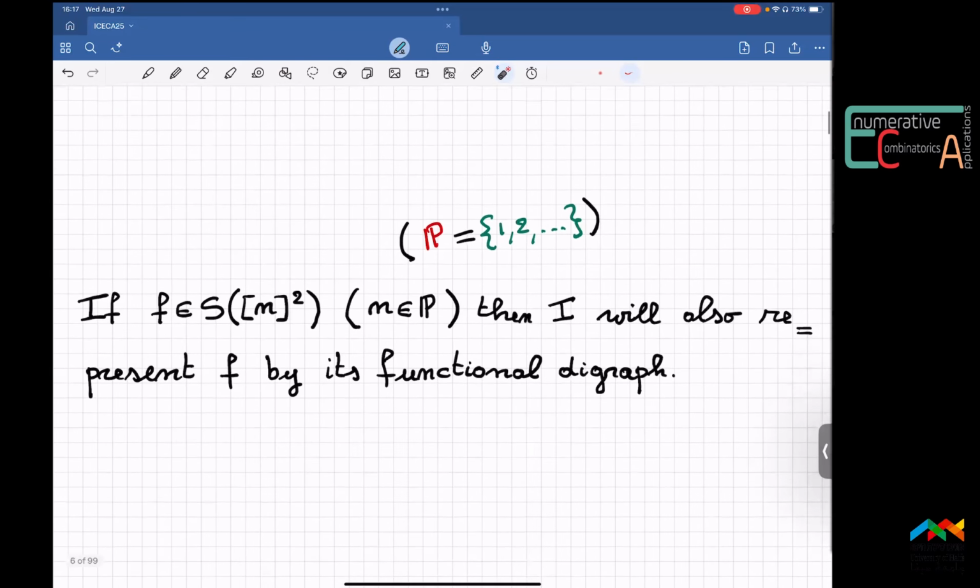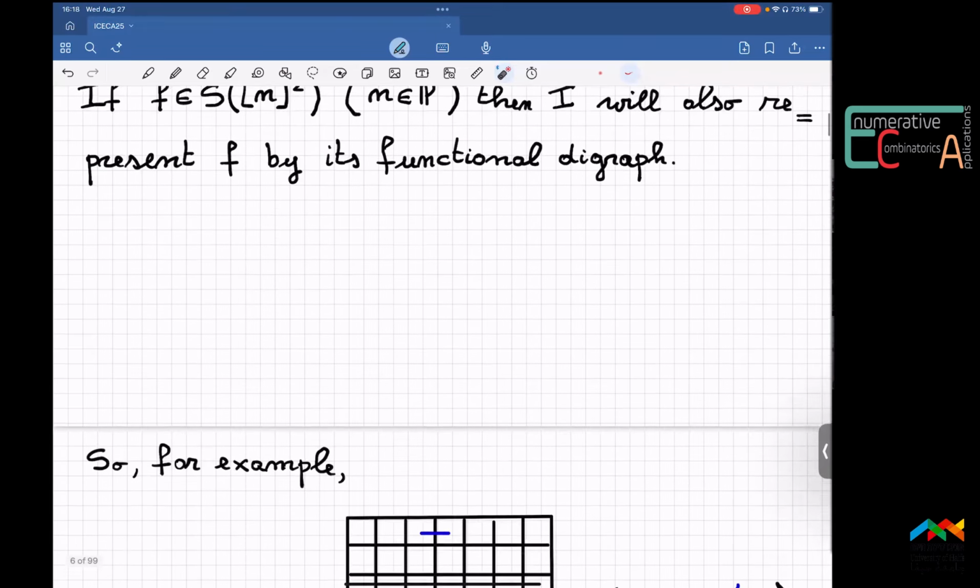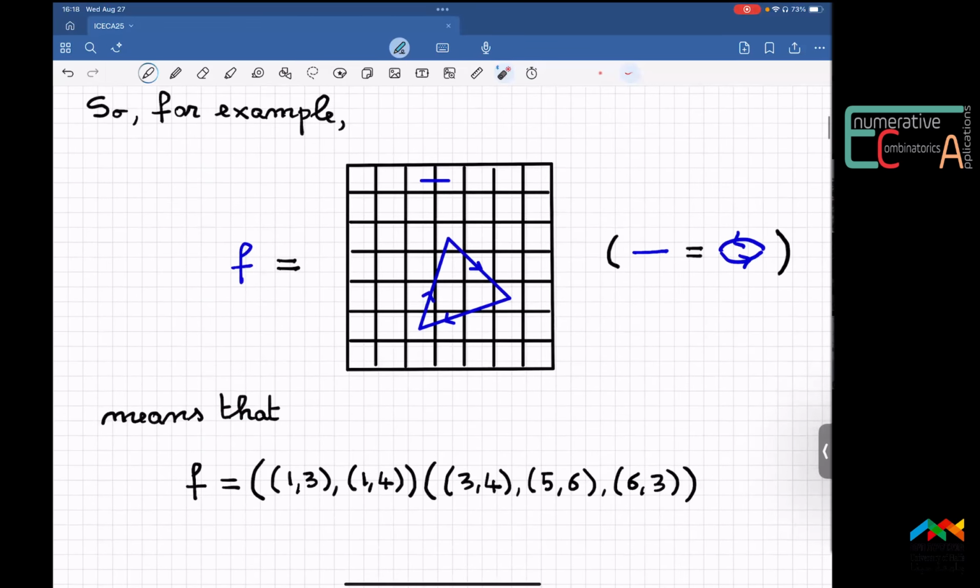I will also represent F by its functional digraph. By the way, P for me is the positive integers. If I write this diagram, then I mean that I have this permutation of [7] squared, and it sends (1,3) to (1,4), (1,4) back to (1,3). It sends (3,4) to (5,6). It sends (5,6) to (6,3), and (6,3) back to (3,4), excuse me.